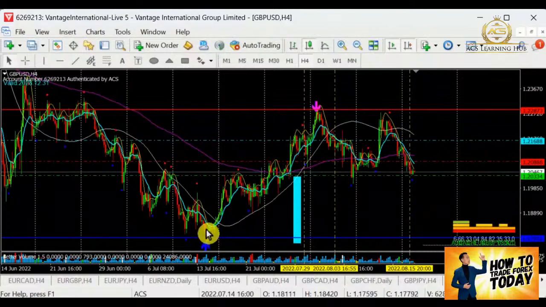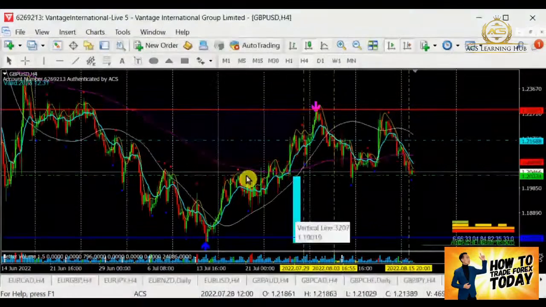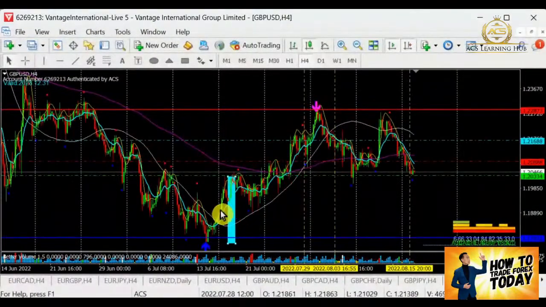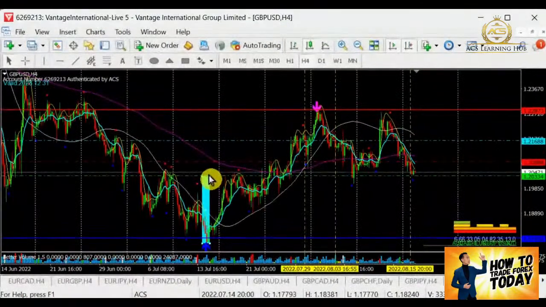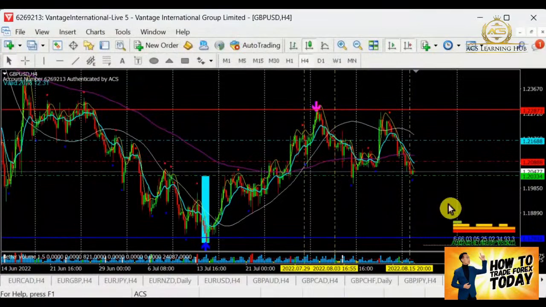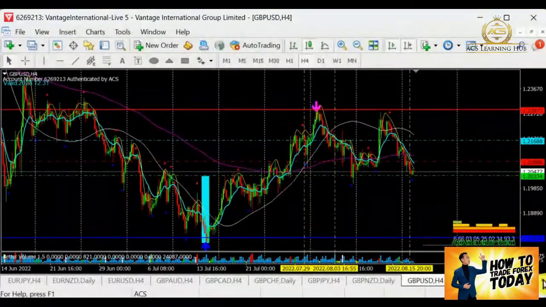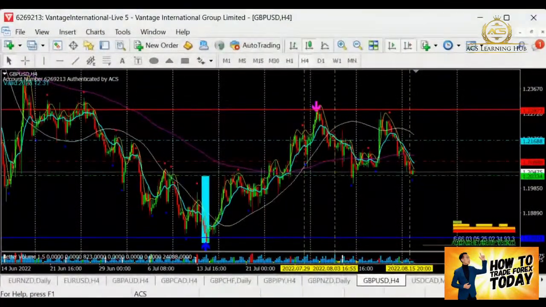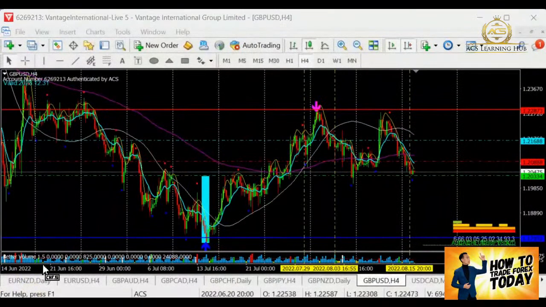So this is still my area. I'm still looking out for this area to actually sell. So just take note. Let's move again. I have my pound dollar in. Well, pound dollar, yep, it's in.